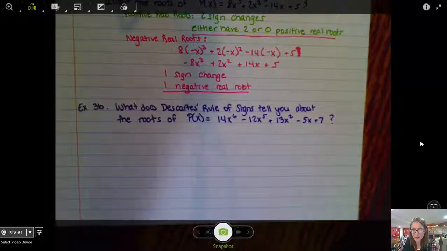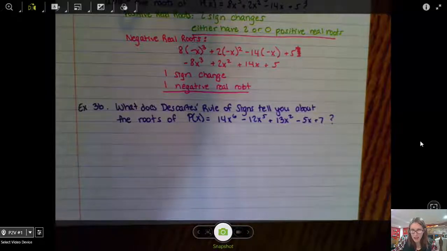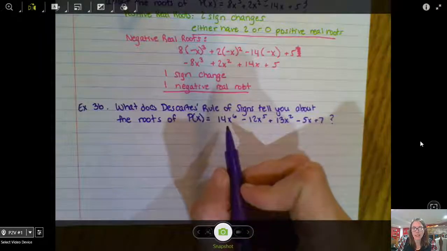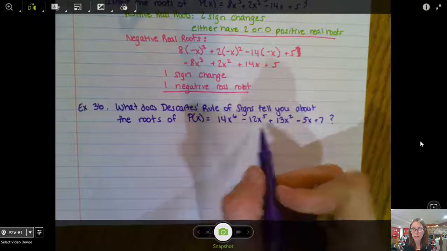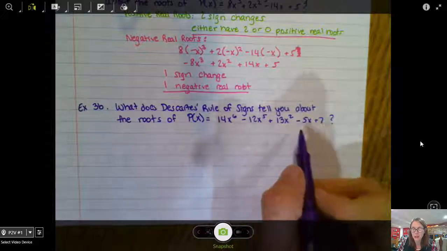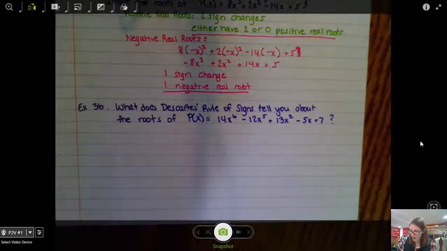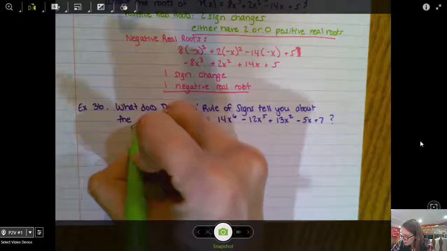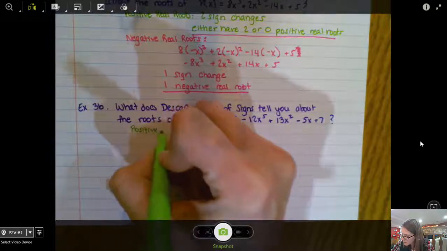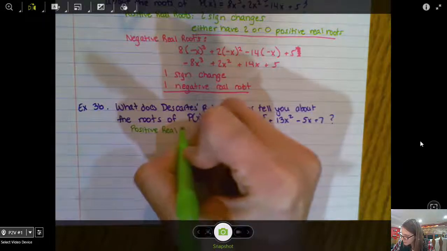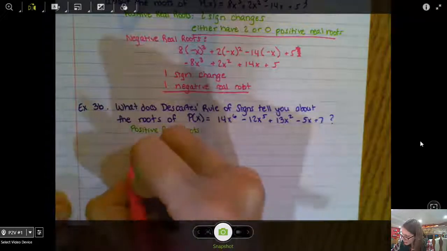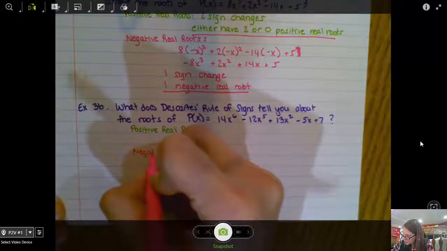Now finally, example 3b, our second example with Descartes' rule of signs. What does Descartes' rule of signs tell you about the roots of p of x equals 14x to the 6th minus 12x to the 5th plus 13x squared minus 5x plus 7? Now again, Descartes' rule of signs tells us something about the number of positive real roots and the number of negative real roots.